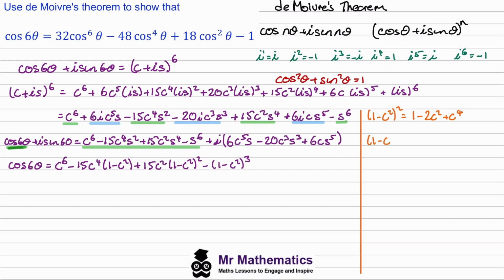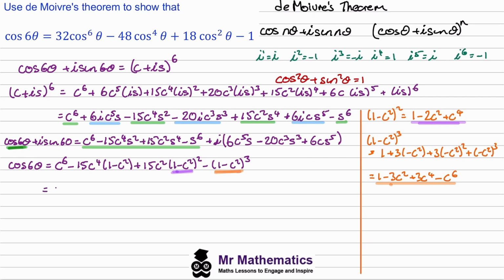And then 1 minus c squared cubed, using a binomial expansion, will be 1 plus 3 lots of negative c squared plus 3 lots of negative c squared squared, and then plus the negative c squared cubed. So this will give us 1 minus 3c squared plus 3c to the 4 minus c to the 6. We'll substitute this one into here and the cube one into here.